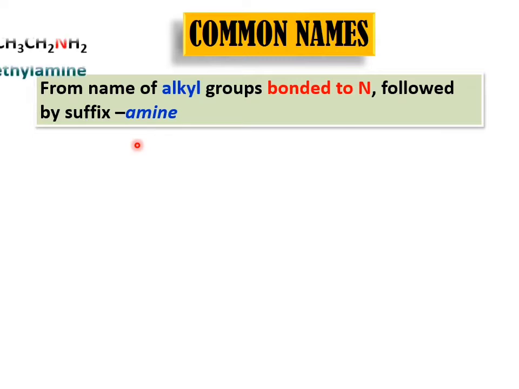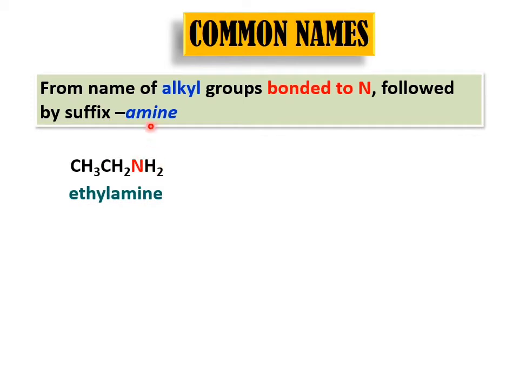For example, here the structure is quite simple. So look, at this nitrogen atom, we have this alkyl group. So this alkyl group is ethyl. So we just name it ethylamine. Like that, very simple, by using the alkyl group with amine as the parent name. Very simple.